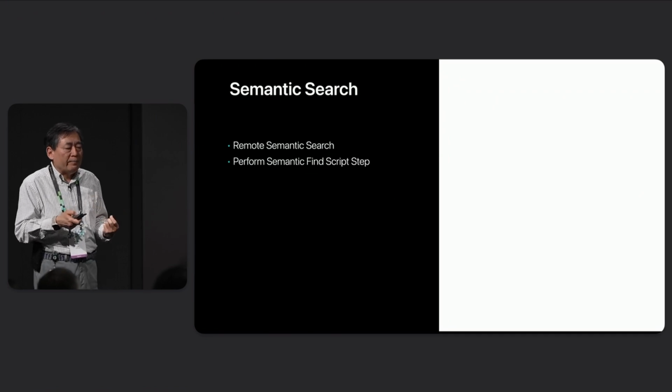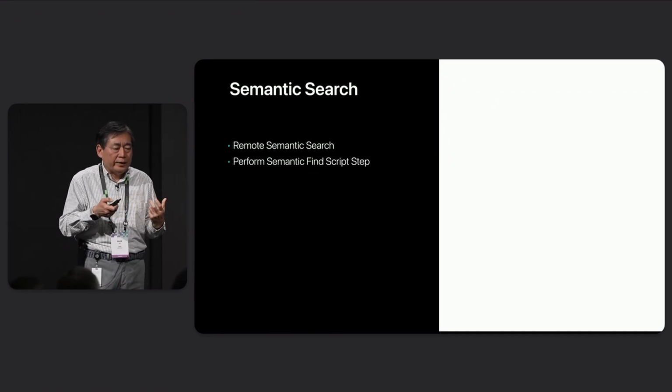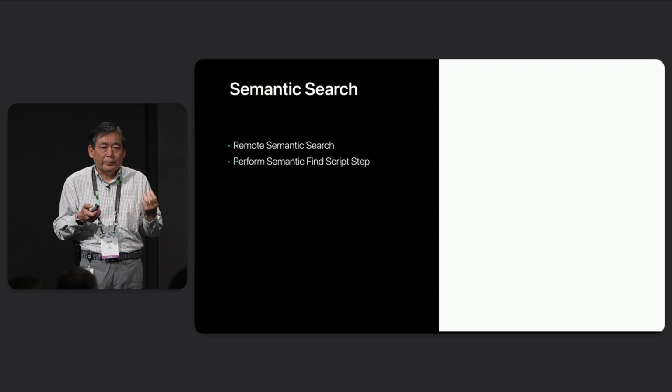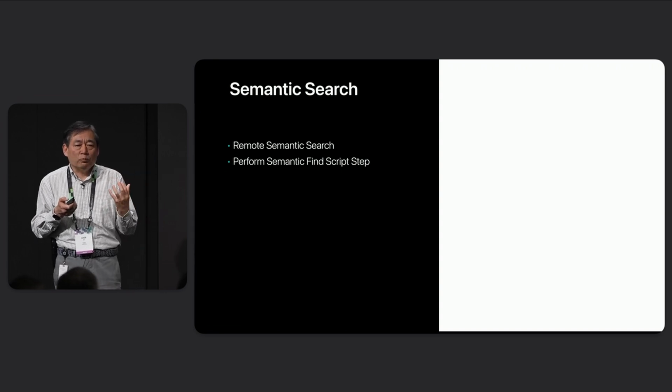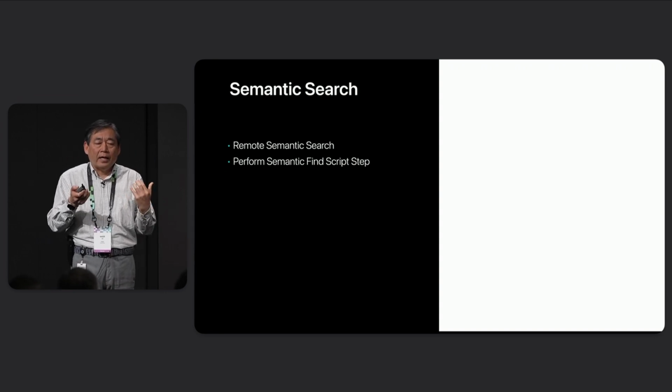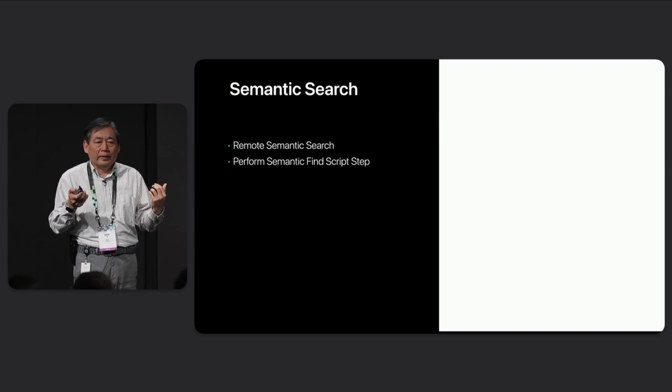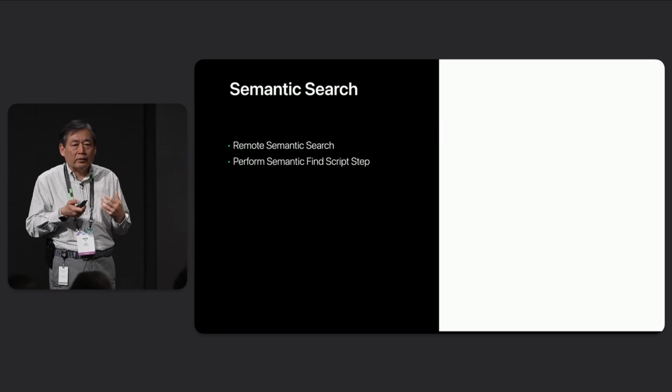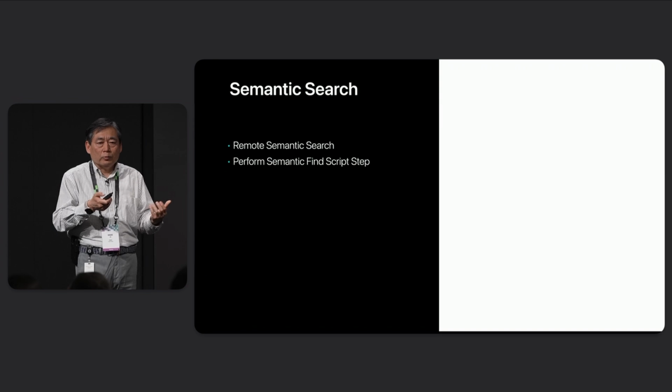Okay, so the next one is semantic search. For the remote semantic search, actually we can't implement that in FileMaker 2024. So right now we extended it. In case you have your text or image in one table and the embedding vector in a separate table, the remote semantic search can still help you to save time.